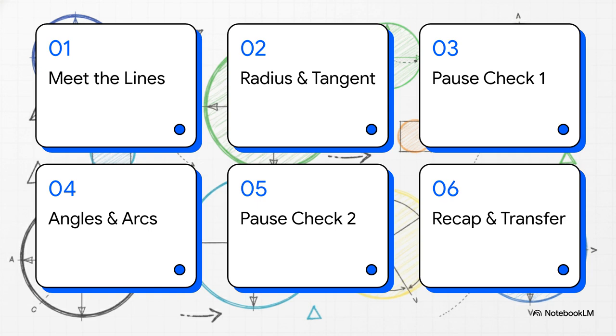Here's a super quick roadmap of what we're covering today. 1. Meet the circle's lines. 2. Radius and tangent right angle. 3. Pause check on tangents. 4. Inscribed angles and arcs. 5. Pause check on inscribed angles. And finally, 6. Recap and transfer question. All right, let's get started.